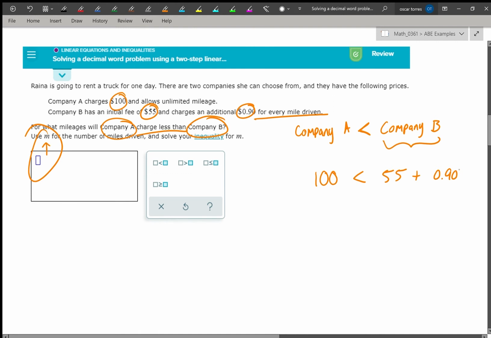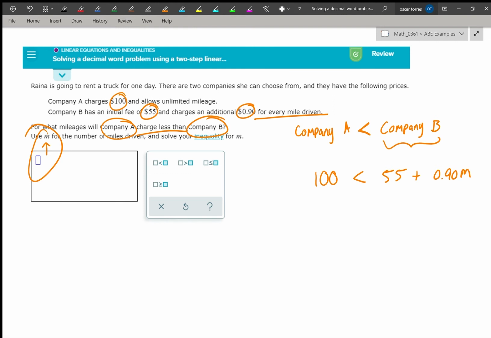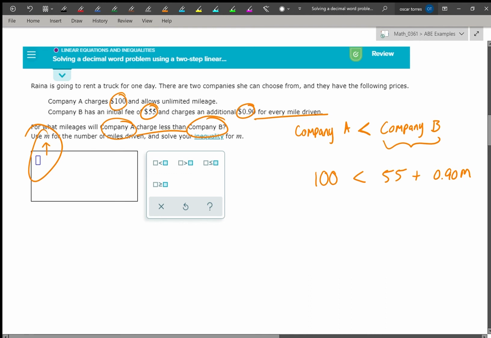So we're going to write this as 0.90 M, where even though we don't write the multiplication symbol, this 90 cents is being multiplied by M just because they're next to each other. So this whole thing is my setup. This is my inequality. The only thing left is to solve it. So we want to get the M by itself. We want to figure out how many miles are driven.